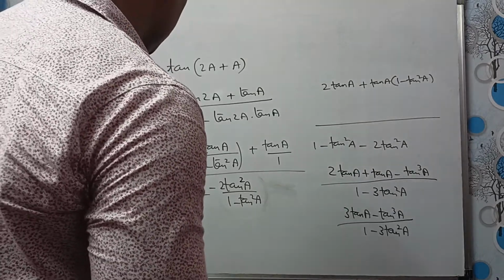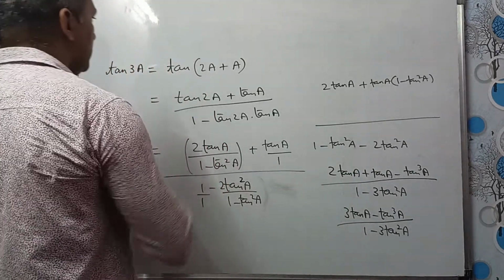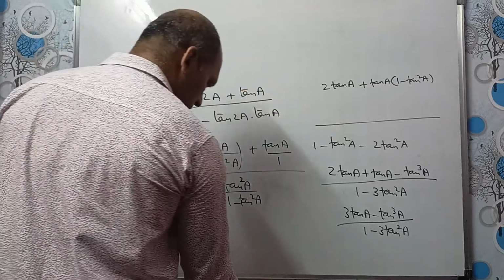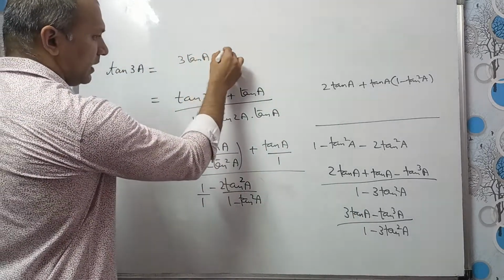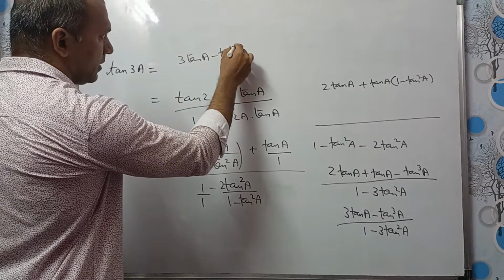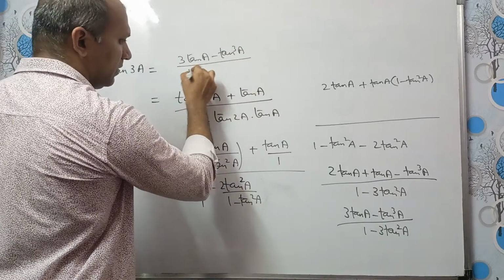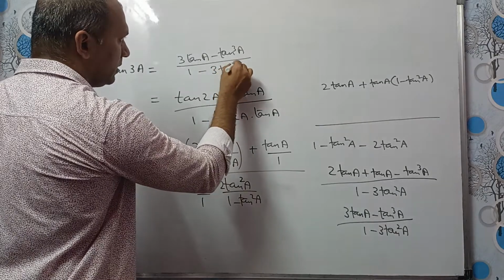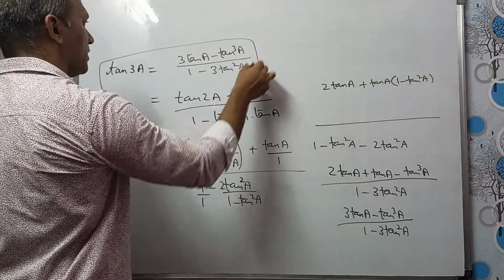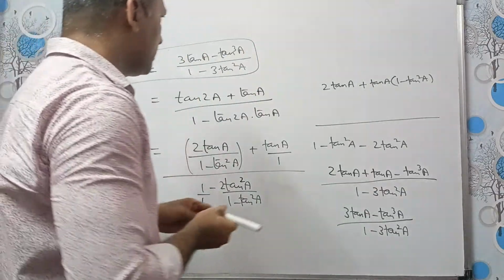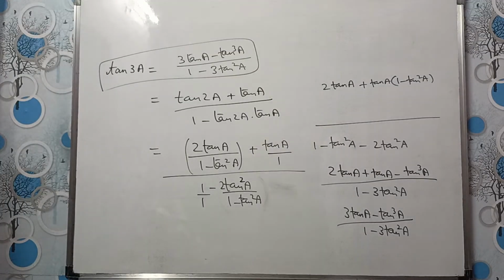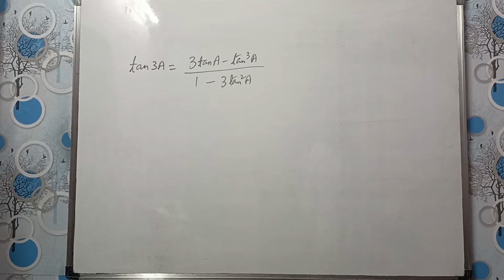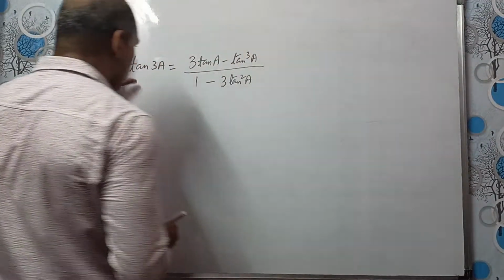Alright, so what is tan 3A? Tan 3A is 3 tan A minus tan cube A divided by 1 minus 3 tan square A. From this we can derive the cot formula also, cot 3A. Let us derive the cot 3A formula from tan 3A.